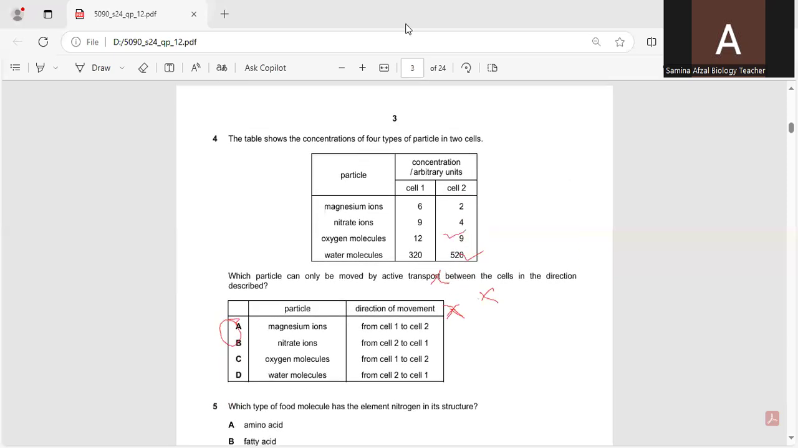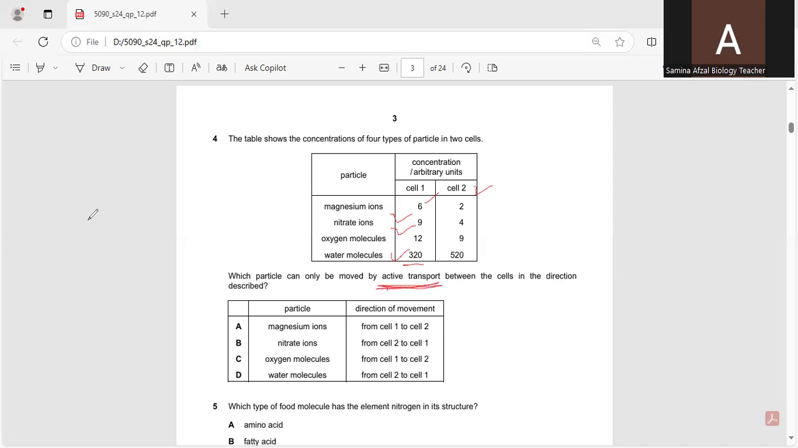Question number 4. In question number 4, there is a table. The table shows the concentrations of four types of particles in two cells. Magnesium ions are 6 in cell 1 and 2 in cell 2. Nitrate ions are also greater in number in cell 1, 9, and 2 in cell 2. Oxygen molecules are 12 and 9, and water molecules are lesser in cell 1, 320, and greater in cell 2, 520. Which particles can only be moved by active transport?